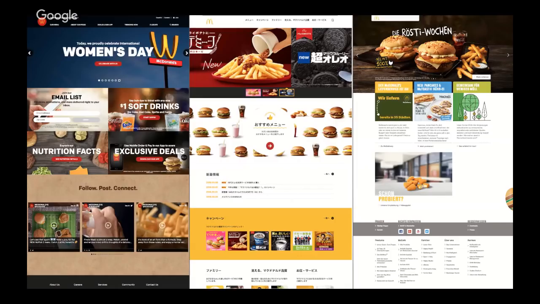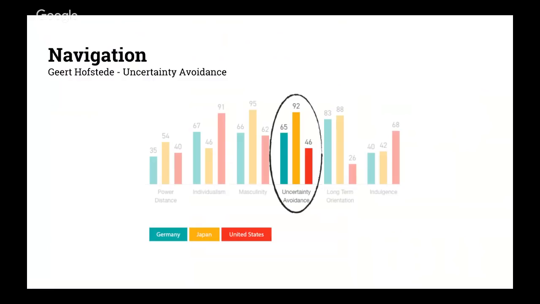We come back to the McDonald's example, and we will check navigation, because navigation is very crucial to using any product and any website. And we will see how uncertainty avoidance plays a role in this. First of all, uncertainty avoidance is the extent to which people are not comfortable with ambiguity and uncertainty. In terms of navigation, this means that we have to see how much people want to be guided or how much people want to find their own way in a web page or in software.